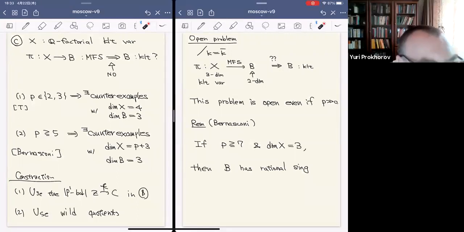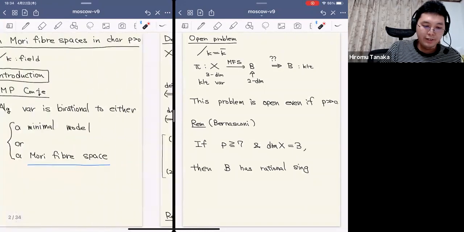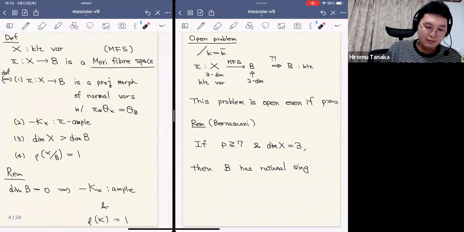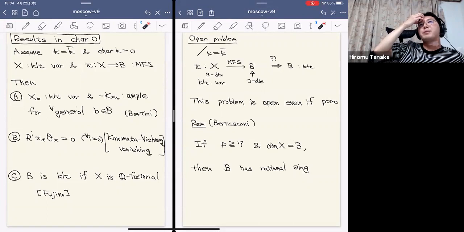How about the first two problems? Suppose the characteristic is sufficiently big. Do you expect a positive answer? Yes, the general fiber A and B should be... Basically, if P is very, very large, in a fixed dimension, and depending on the dimension, then I hope that everything is okay.